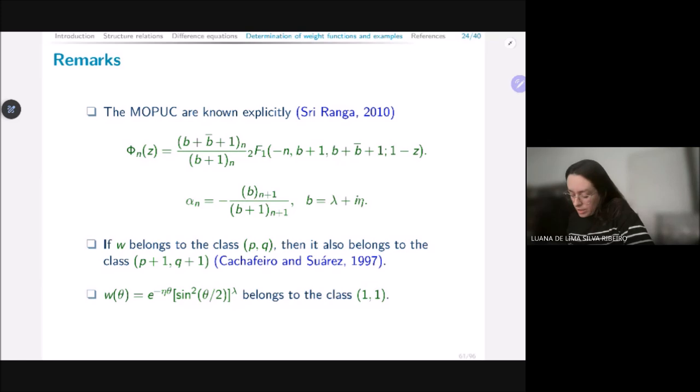Also, using the classification of Cachafeiro and Soares, if W belongs to the class P, Q, then it also belongs to the class P plus 1, Q plus 1. So these wave functions belong to the class 1, 1, so automatically they will also belong to the class 2, 2. So when we consider polynomials A of degree 2, this wave function will appear again because it belongs to the class 1, 1 and also to the class 2, 2.